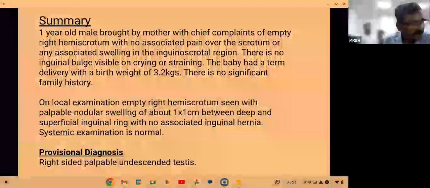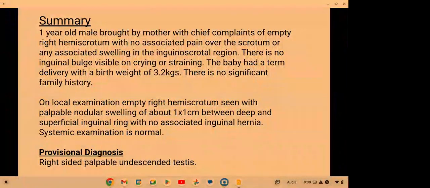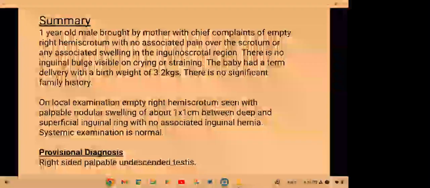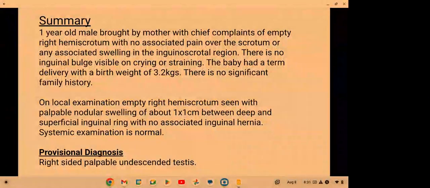Will your approach change? Sir, if there is no testis visible by ultrasonography, then we have to assume it's an intra-abdominal testis, and subsequently we have to go with a diagnostic laparoscopy, which will help us confirm if it is an intra-abdominal testis, and from there we have to do the testicular mobilization.